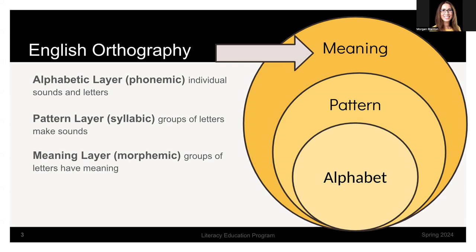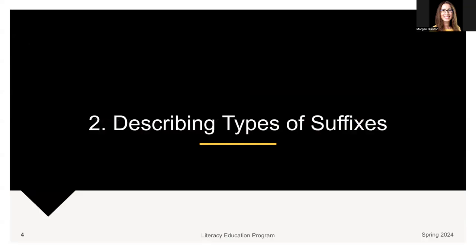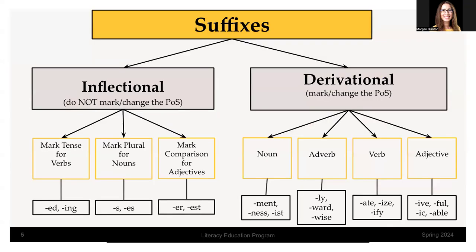And that's very much what it sounds like. It's groups of letters that come together and they have meaning. When they're added to a word or if they're part of a word, they carry meaning. So in this video, we're going to describe two types of suffixes, inflectional suffixes and derivational suffixes. Let's look at the side where we're looking at inflectional suffixes first.